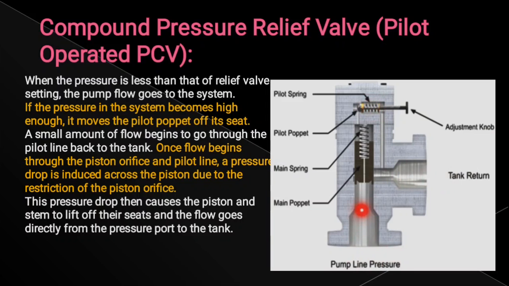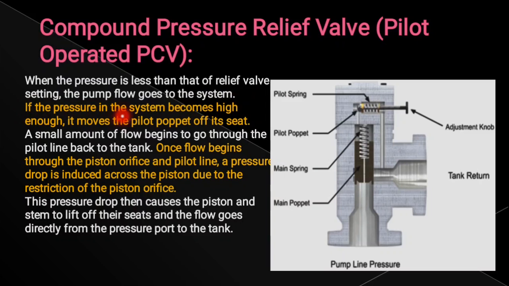The pump is connected to the pressure line. Next, this is the tank return valve, which means whatever liquid is transferred goes back to the tank. See, when the pressure is less than that of the relief valve setting, the pump flow goes to the system. If the pressure does not reach the pressure of this relief valve, the pump flow goes to the system. The system takes that flow.